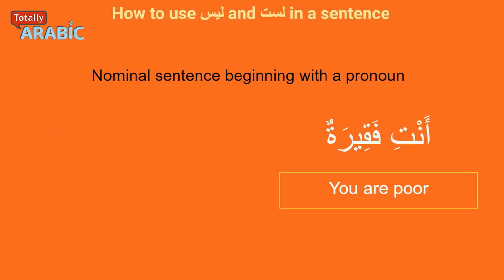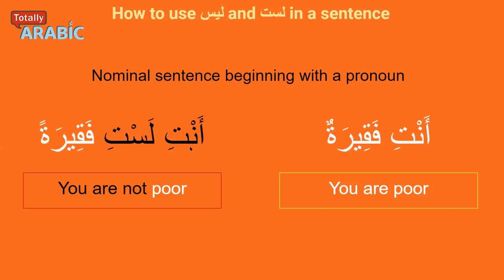أنت فقيرة. أنت, we use it when we are talking to a female singular. أنت فقيرة, you are poor. How can we make it a negative sentence? We add لست, and then أنت لست فقيرة. أنت لست فقيرة, you are not poor.